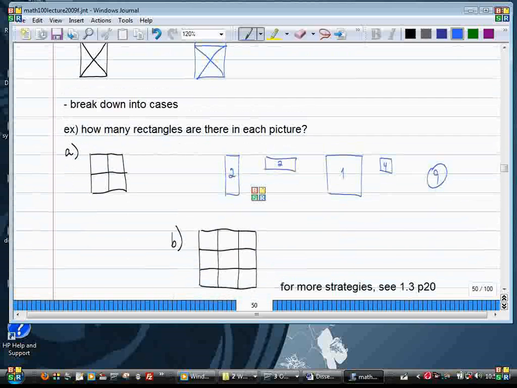This one's going to be a little more fun. And by fun, of course, I mean harder, will take longer, and make you sweat more. What's the first thing that we should do? Break it down into cases. And what are the cases going to be for this picture?